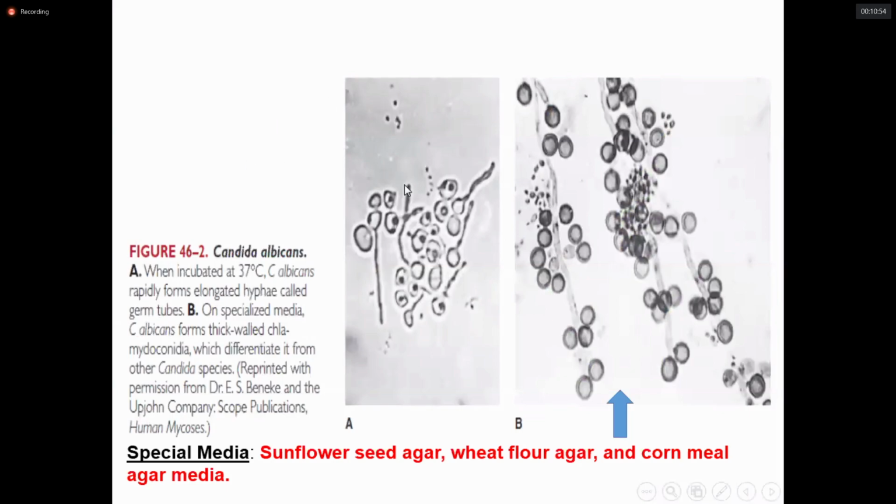Another picture here at 37 degrees centigrade: these yeast cells will have budding, and the budding will become a germ tube or hyphae.